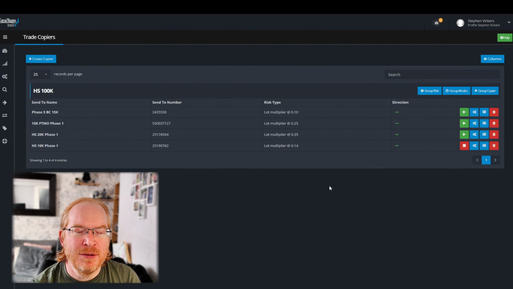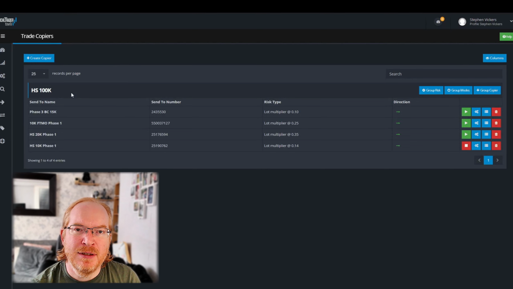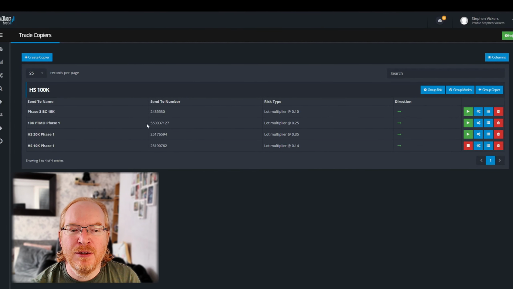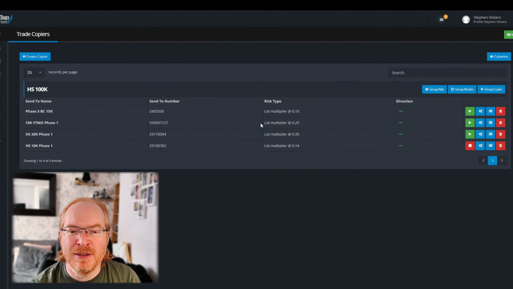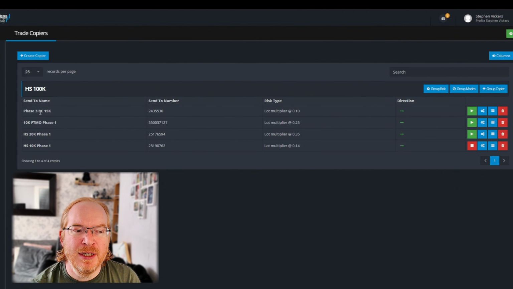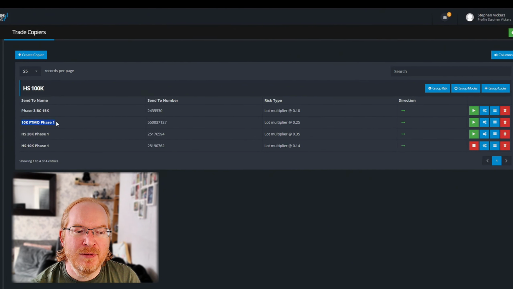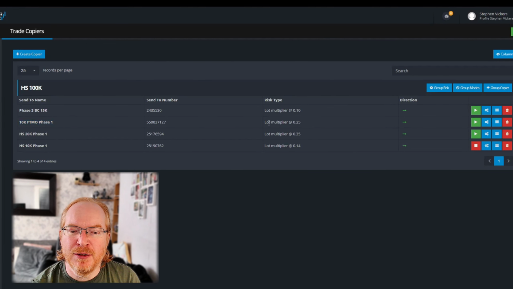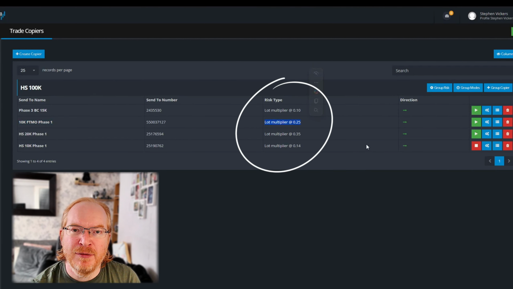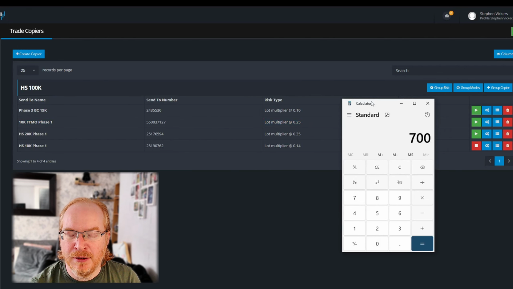Here you can see how I trade copy across. Everything is linked to the 100k high stakes account, and then all we do is when the trade is taken on that, it places a trade on these other accounts here. There's the 10k FTMO we discussed, with a lot multiplier of 0.25. So for example, if we're risking $700 on the main account now, it's just times 0.25. So on the 10k FTMO account, we're risking $175 per trade, which is obviously 1.75% per trade.